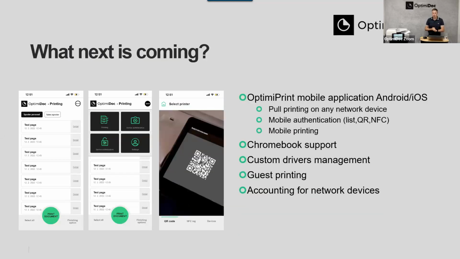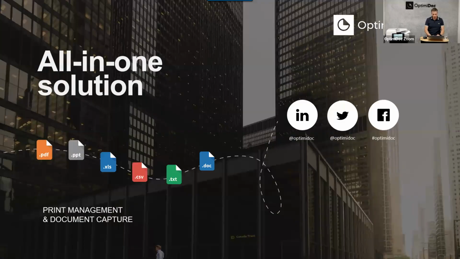Quite soon you can expect the new mobile application for printing, which allows you pull printing on any network device and brings you mobile authentication. We are coming with custom driver management, as was requested by Rogerio. And we are also coming with some advanced functionalities like guest printing or accounting of network devices. So that's pretty much all from the basic demonstration of the OptimiDoc cloud platform, which contains the OptimiPrint and OptimiCapture products. And now I think is the place for the questions, if there are any.